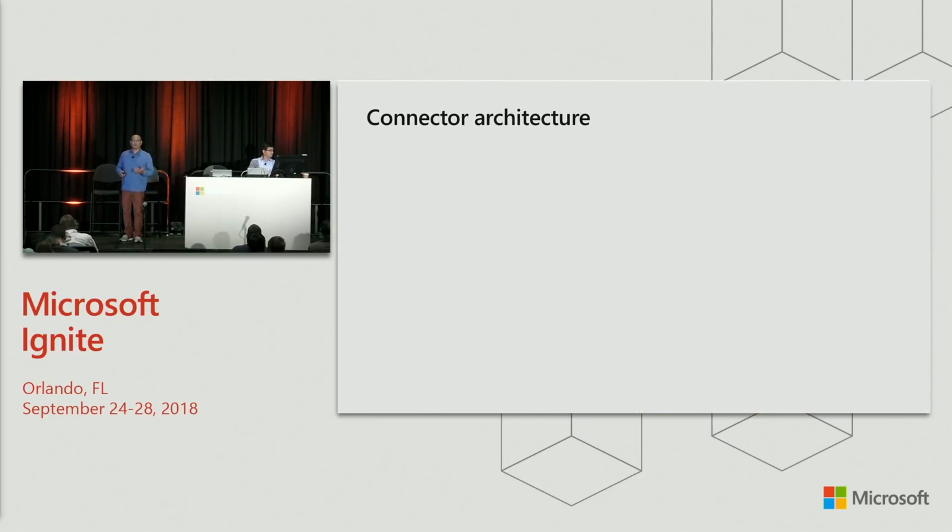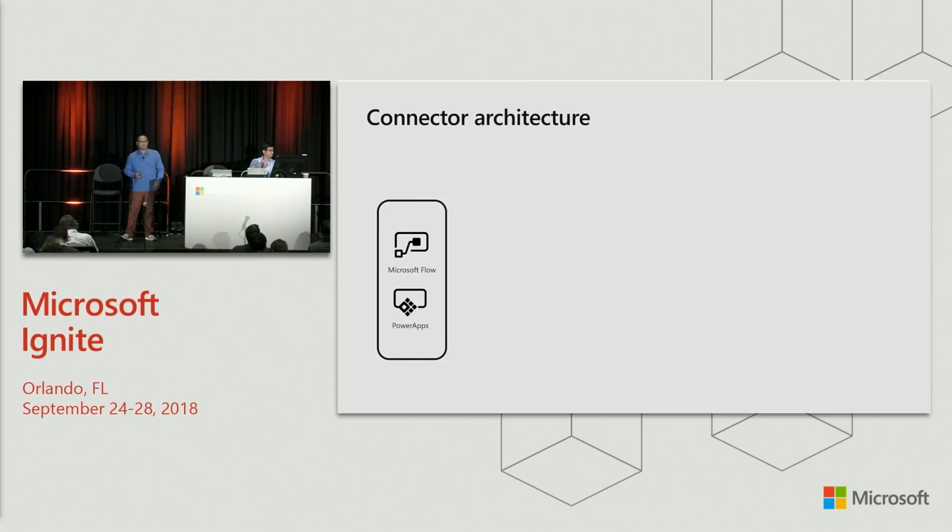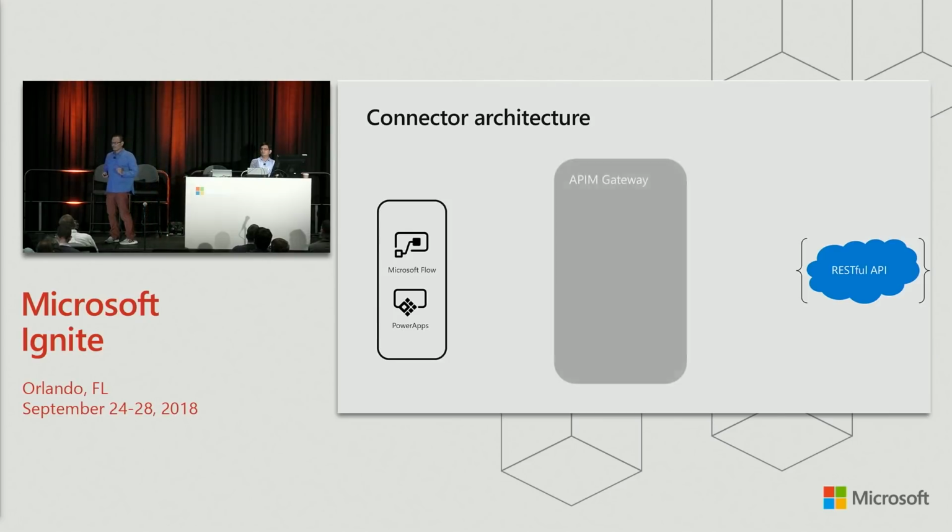So I'm just going to quickly talk to you about how that connector works, right? We have Flow and PowerApps, which is where you call the connectors, and then you have the REST API, right? As I said, in order to build a connector, you need a REST API, and the keyword being the API. And what we have is something called an APIM gateway. It is the same Azure API Management account that we used, where we host all the custom connectors, right?